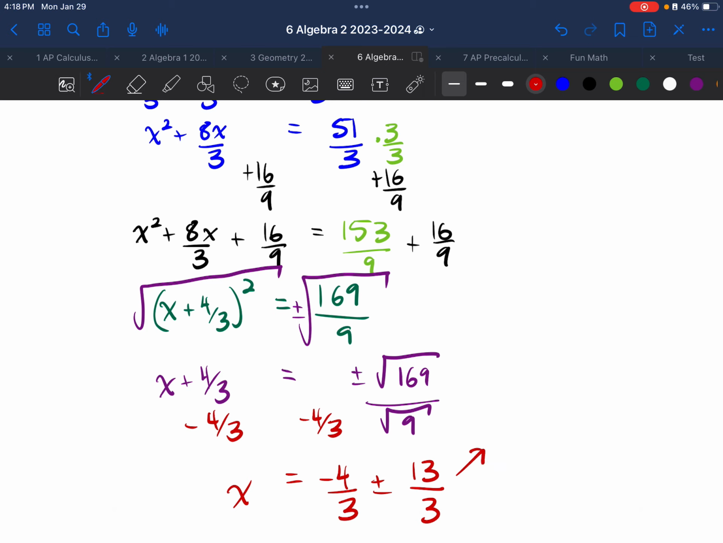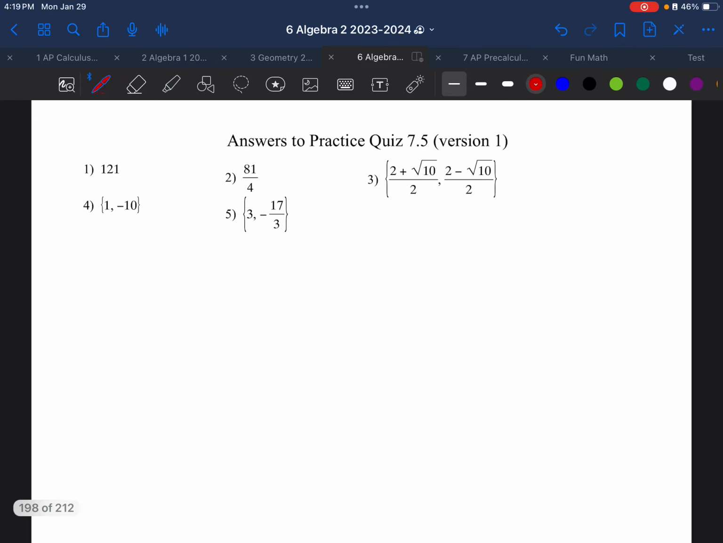So that's going to turn into two answers, right? The first answer is a negative 9 when I do the plus, so negative 4 plus 13 is negative 9. And then the other one is going to be negative 4 minus 13, which is a negative 21. And negative 9 over 3 turns into a negative 3. And negative 21 over 3 turns into a negative 7. So negative 3 and negative 7?